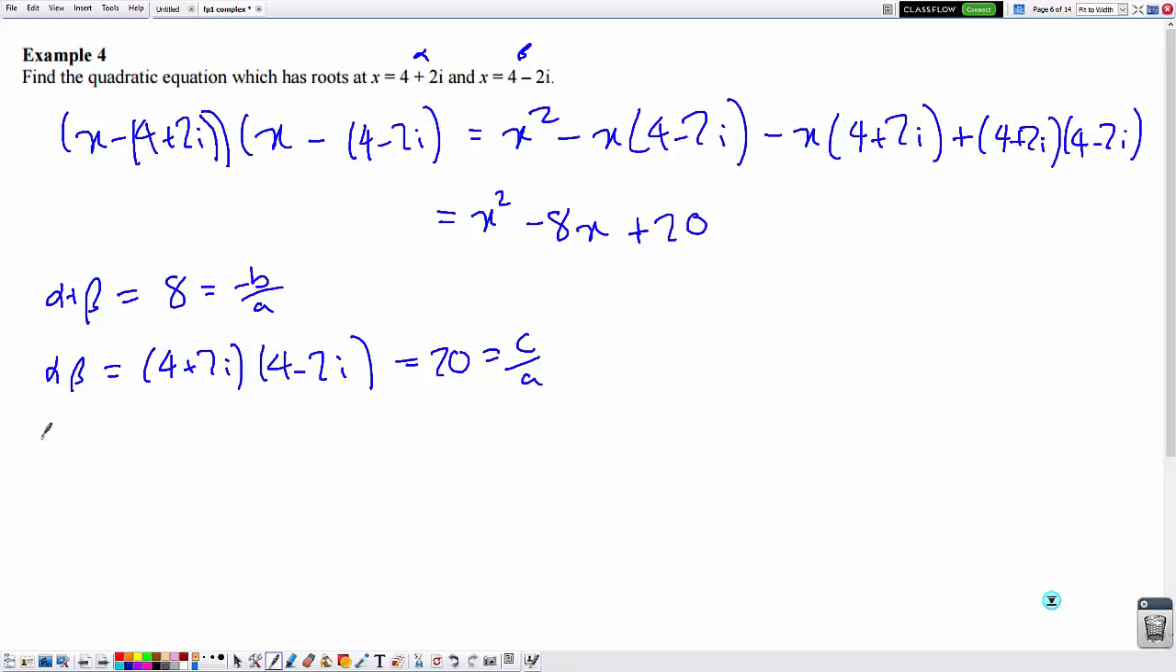And then let's say let a equal 1. Then my b is equal to minus 8. And my c is equal to 20. And then this gives me x squared minus 8x plus 20. Remembering actually one thing I didn't do, we have to make this equal to 0. We have to make that equal to 0, otherwise it's not a quadratic equation.